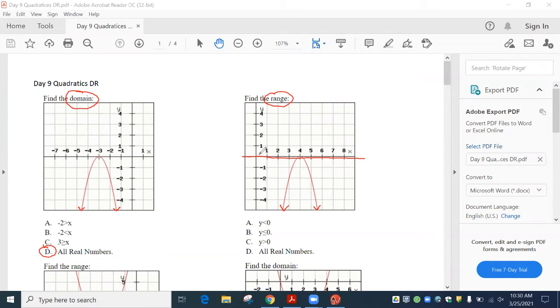Now, remember, this crossed the y-axis. Where does it cross the y-axis at? That would be 0 right there. So it's definitely not D. It's not all real numbers. I know all these say 0. I want to remind you, if there are no open circles, which there are no open circles here, there has to be an equal to bar. And B is the only one that has that equal to bar. So the answer should be B.